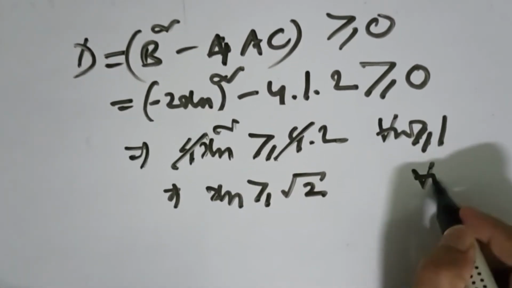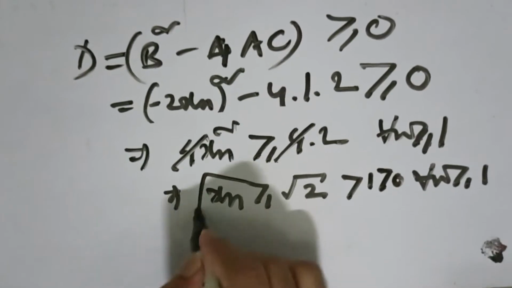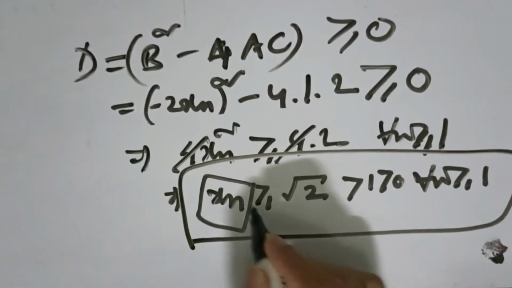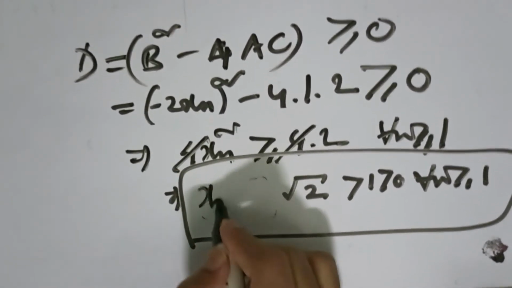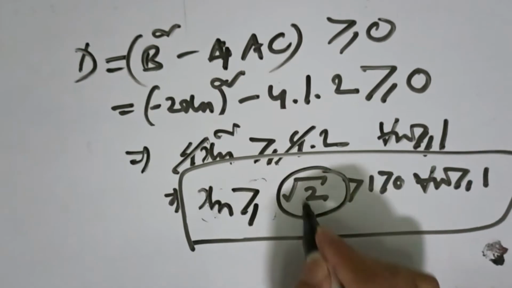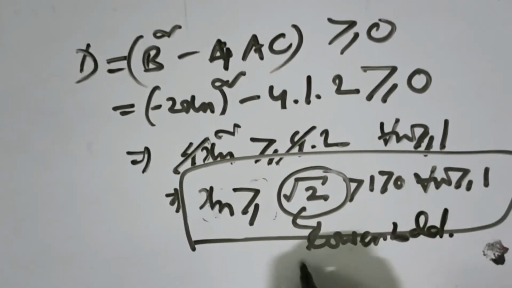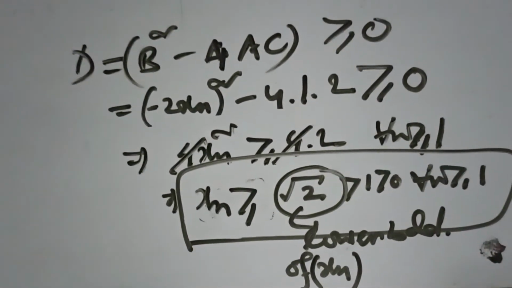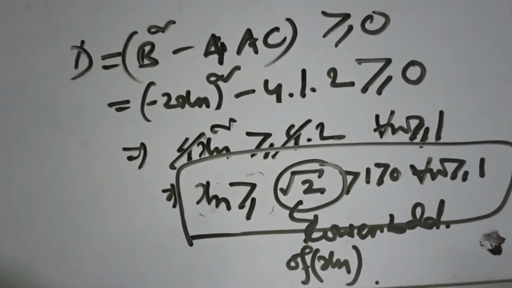From here it is clear that, since root 2 is greater than 0, xn is a sequence of positive real numbers, and all xn are greater than root 2. Every xn for n greater than 1 is greater than root 2, which means root 2 is a lower bound of the sequence xn. Now we know a result: if a sequence has a lower bound, the sequence is bounded below.